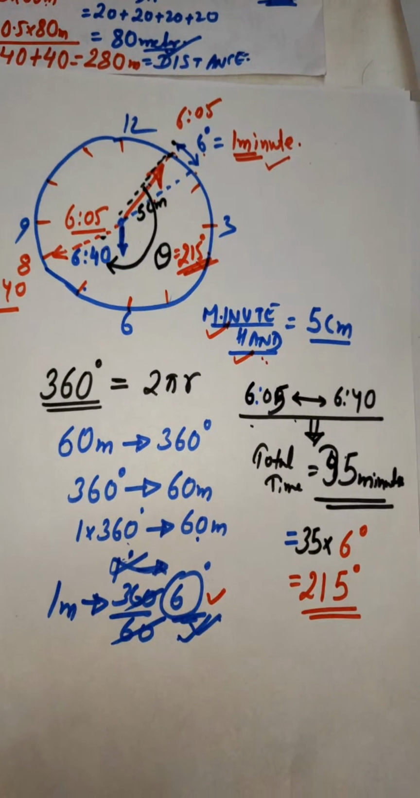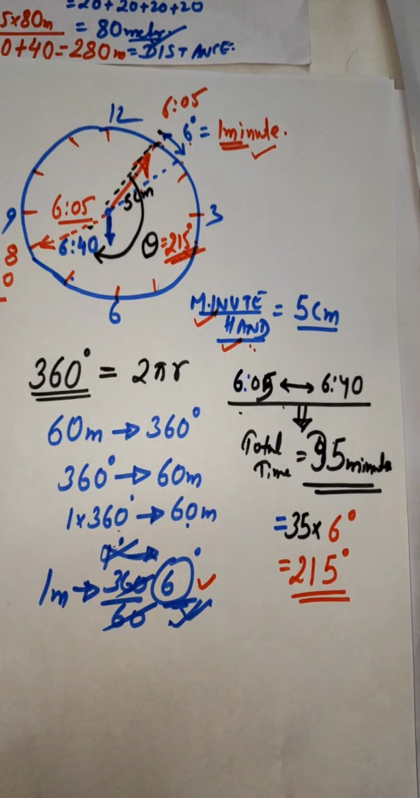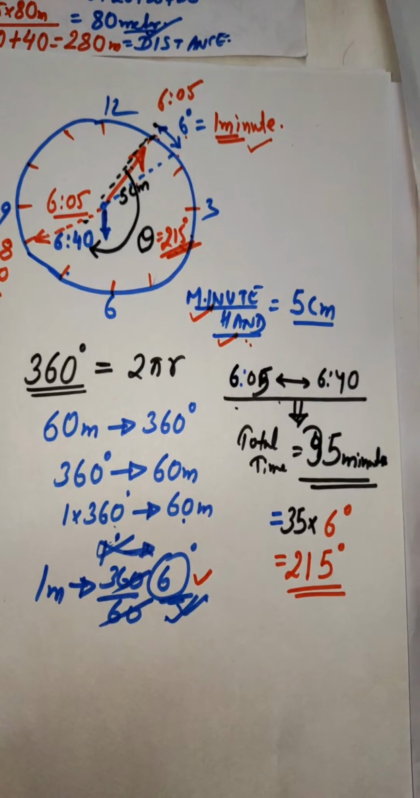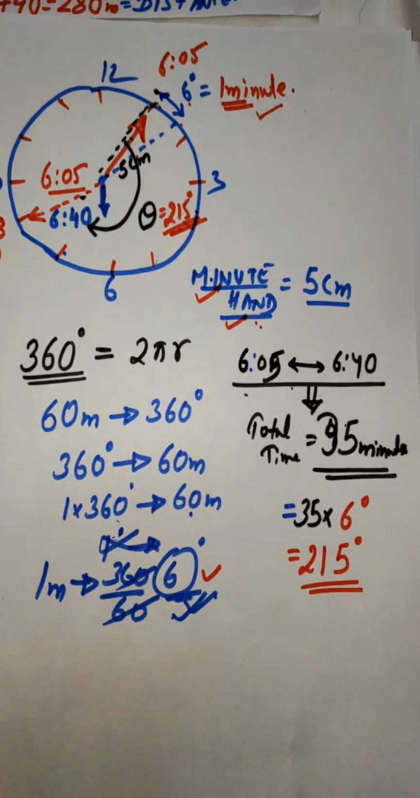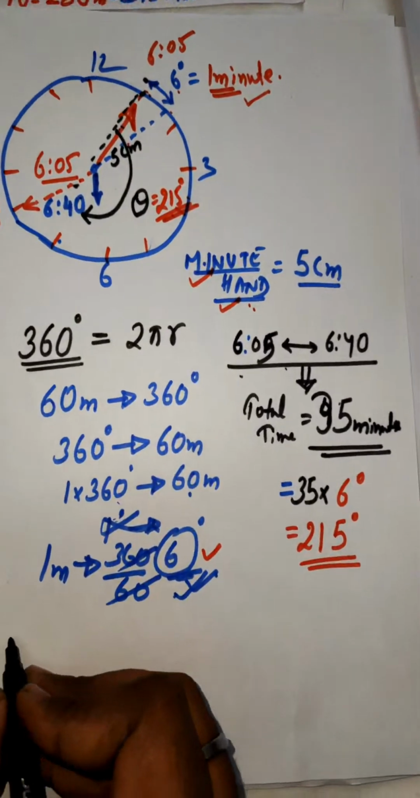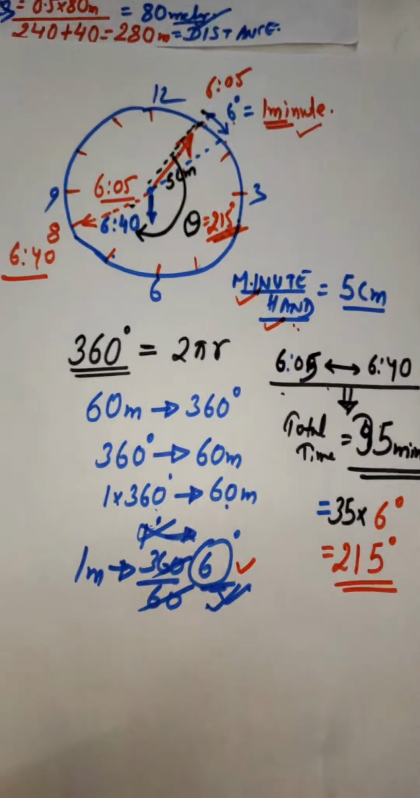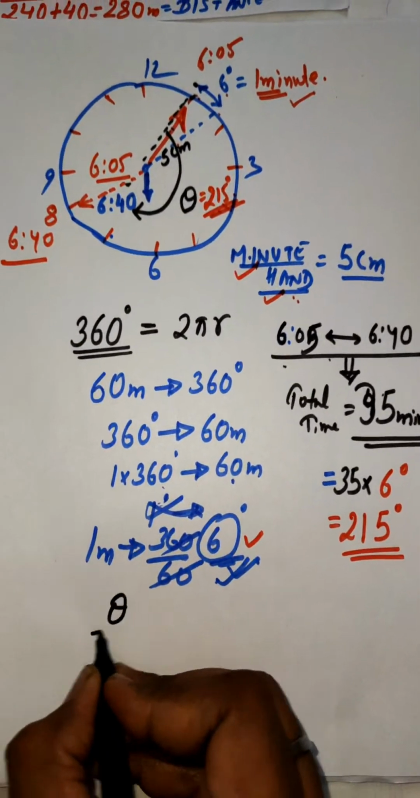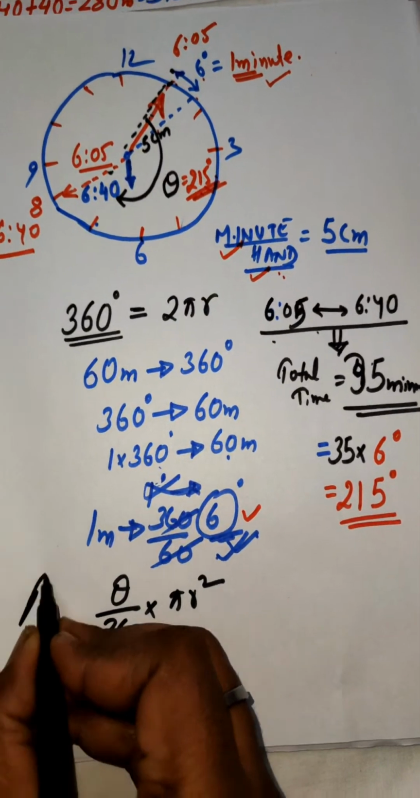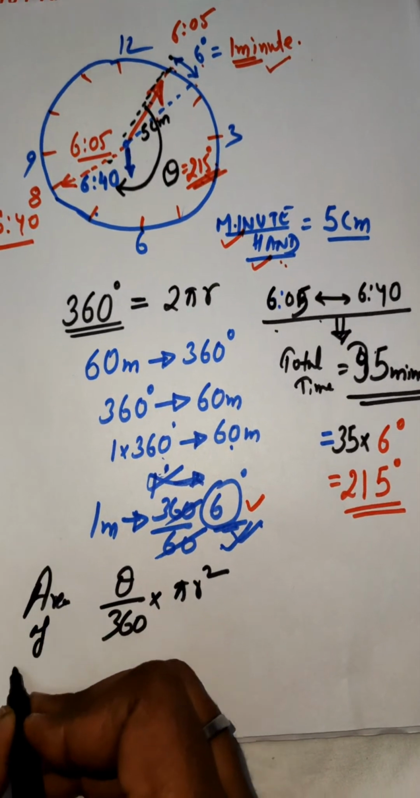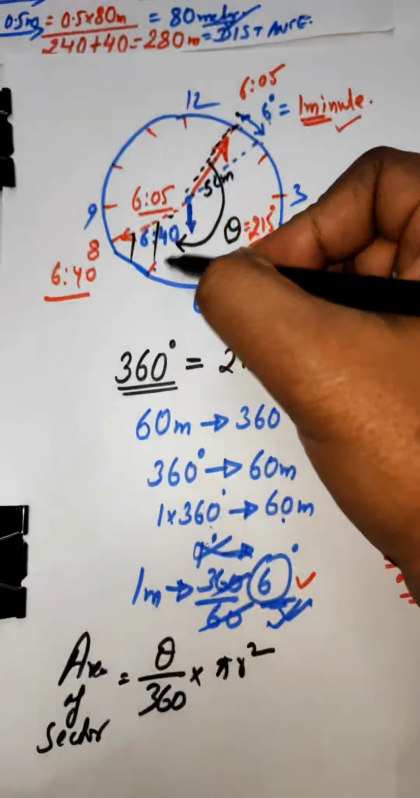We need to find the area swept by this minute hand, and the distance and even the displacement, right? So here you simply know the area of a sector. First calculate the area swept by the minute hand. Area of the sector is theta by 360 into pi r square. So what is the sector? This is the sector, this one.